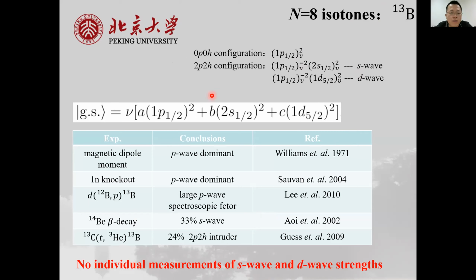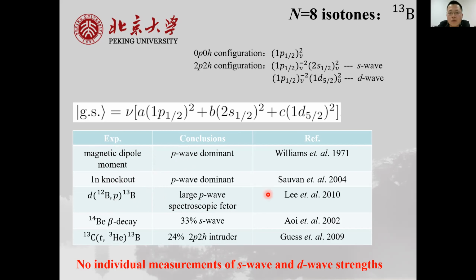If we neglect the contribution from the 3/2 and higher orbitals and keep boron-11 as the core, the neutron wave function of boron-13 can be written in this form. Other experiments have proved that in boron-13 the last two neutrons occupy the p wave predominantly, as studied by the magnetic dipole moment and the one neutron knockout. Also, the dp transfer reaction gives a large p wave spectroscopic factor.